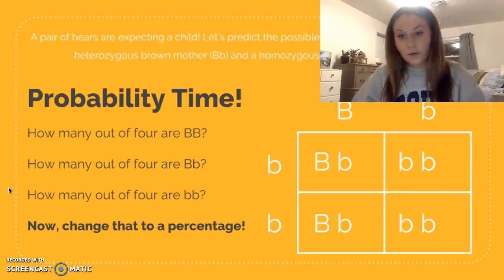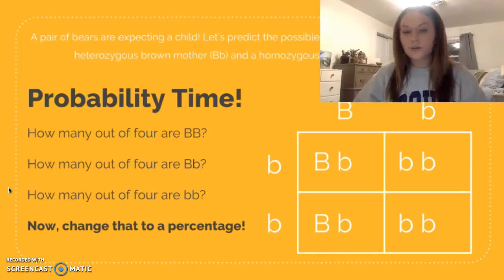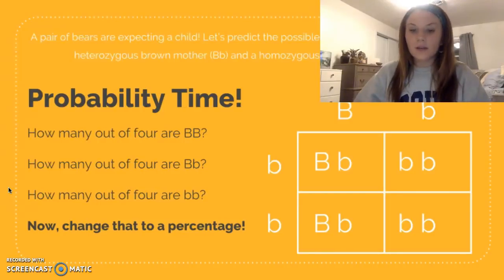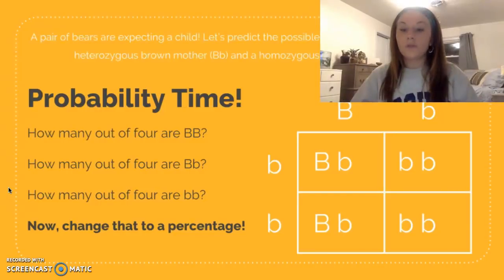Is it 1 out of 4? Is it 0 out of 4? 3 out of 4? How many of those inside of the box do you see that are capital B, capital B? The second one, how many out of the 4 possibilities are capital B, lowercase b? Count those up, turn it into a percentage. And then out of our 4 possibilities, how many are lowercase b? Then you're going to change that into a percentage, and we can go from there for the phenotype.